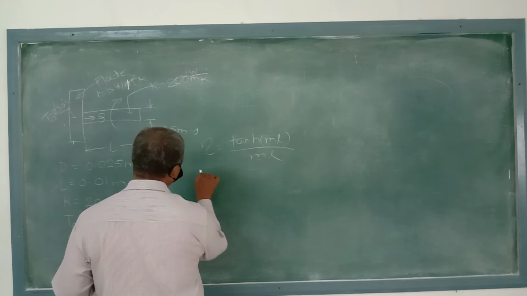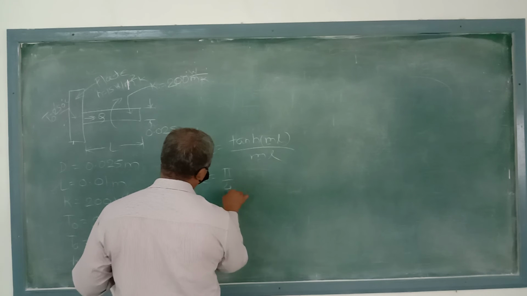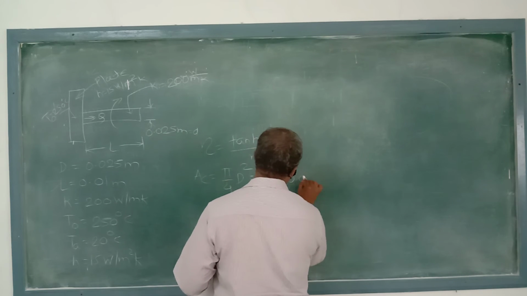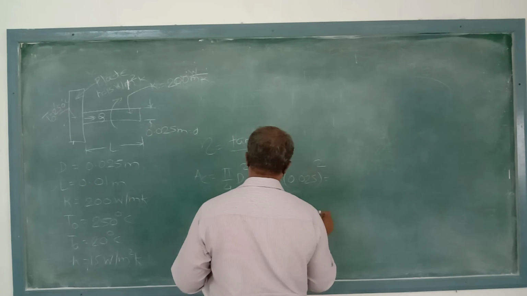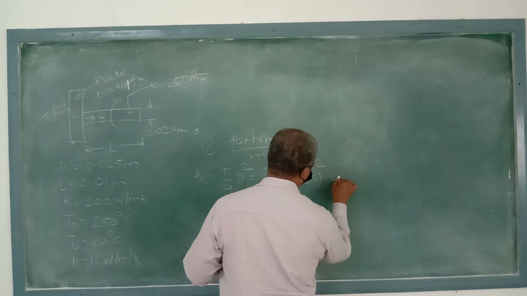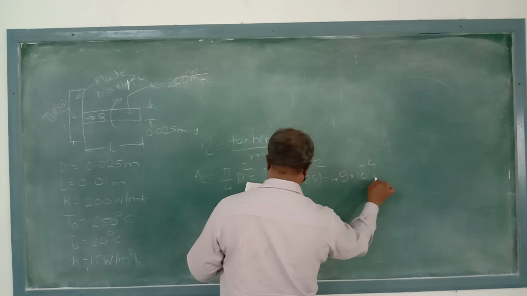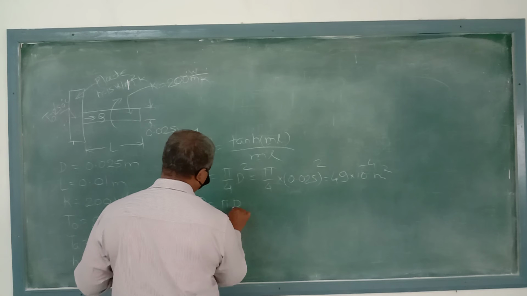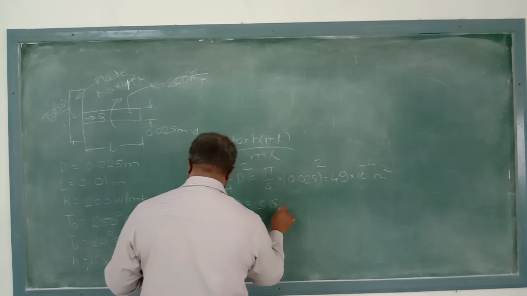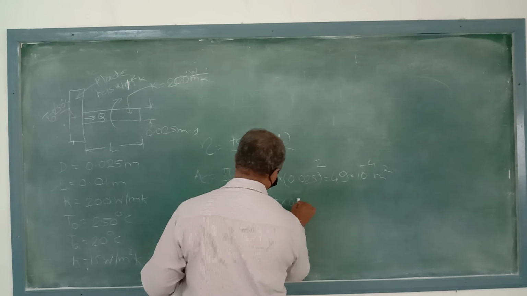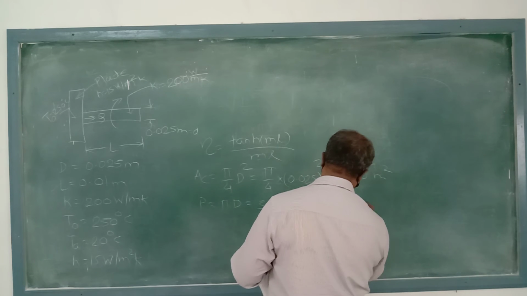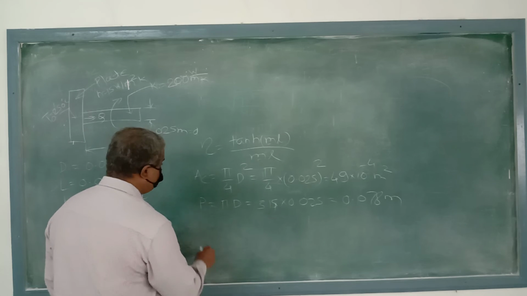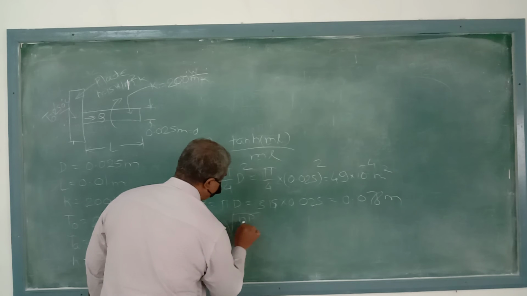So for this, first we are going to calculate the area, pi by 4 d square, which is equal to pi by 4 into diameter 0.025 square. So it becomes 4.9 into 10 raised to minus 4 meter square. Next we are going to calculate the perimeter, that is pi into d, which is equal to 3.14 into 0.025. So the value becomes 0.78 meter.